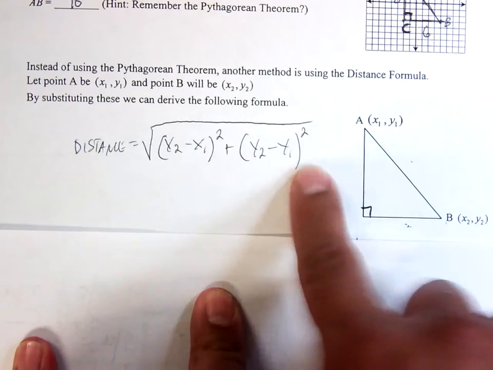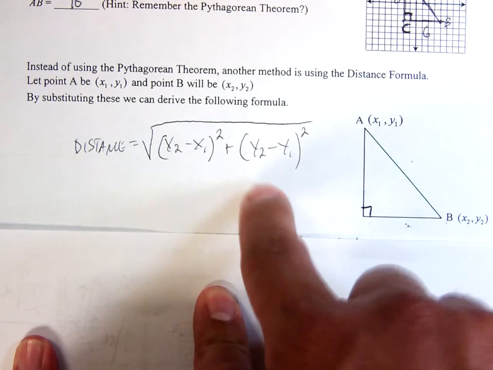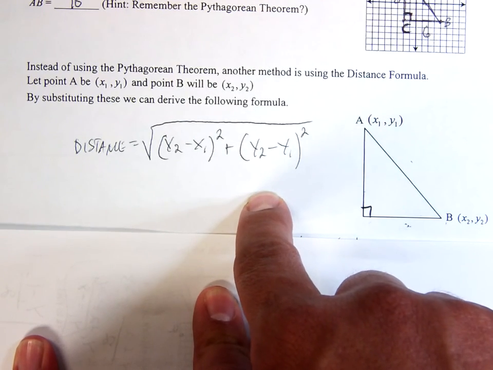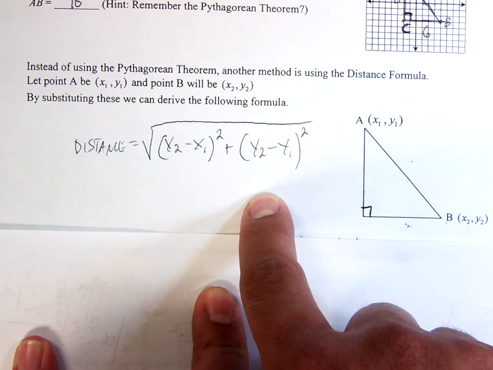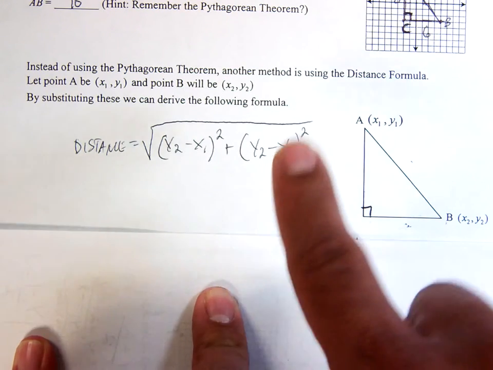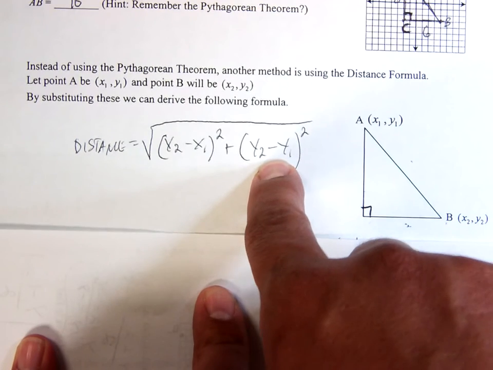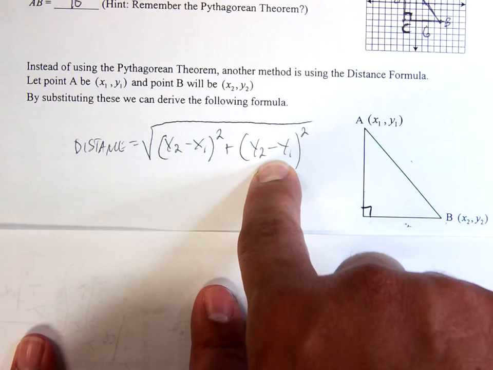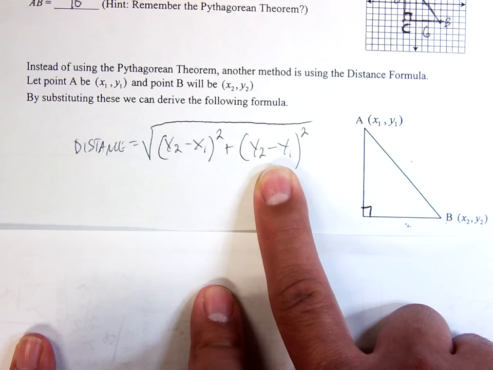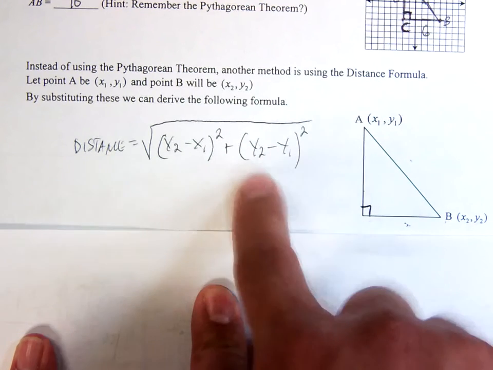So this is the formula that we need. You will have this on your STAR formula sheet. You will also have the midpoint formula on your STAR formula sheet, so you don't have to memorize them. I wouldn't spend a whole lot of time specifically trying to memorize it, but you should be very, very familiar with it, and you should know where it comes from.